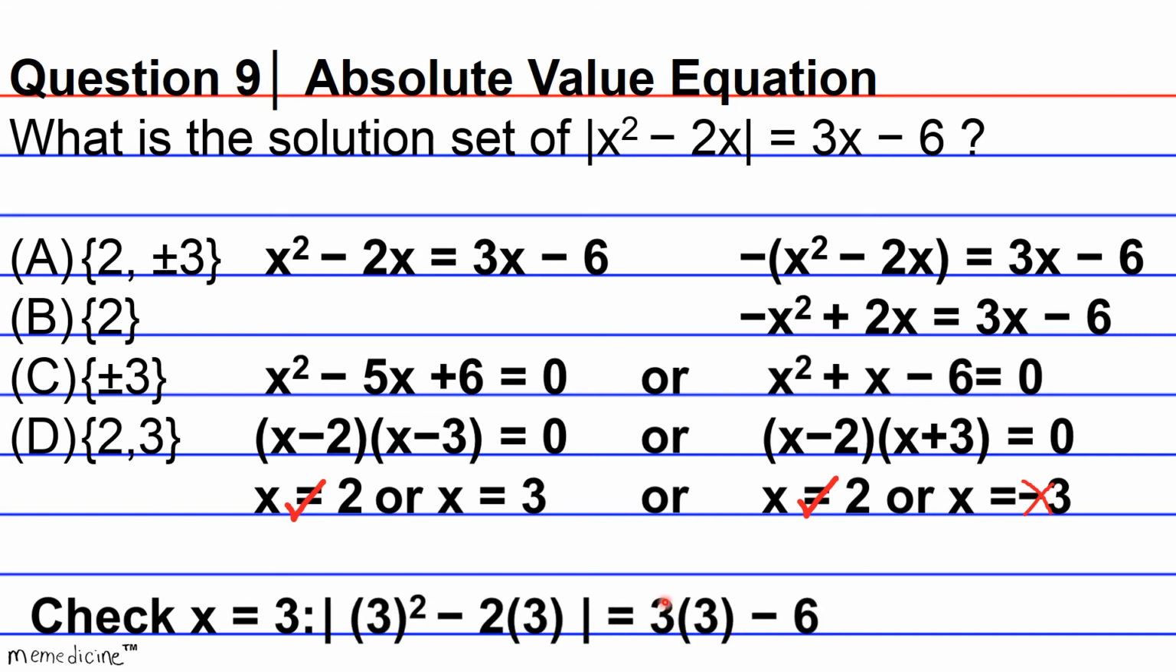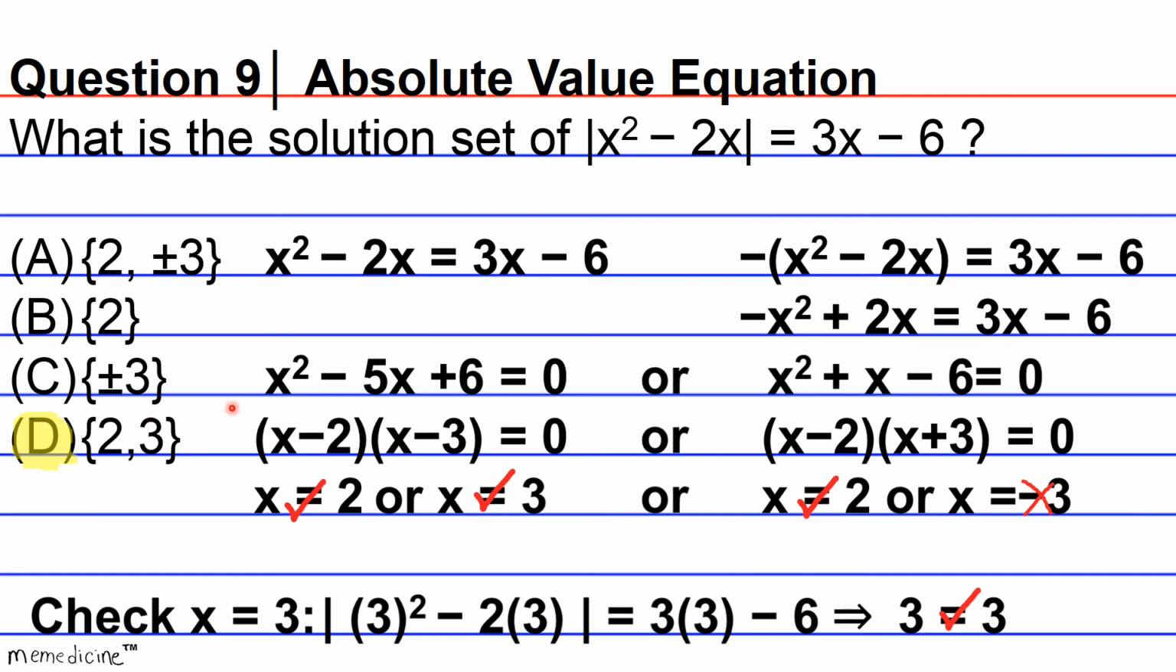After plugging 3 into the original equation, on this side we get 3 squared, that's 9, minus 6, that's going to be 3, and we get 9 minus 6 on the other side as well. So we get that 3 is equivalent to 3. This does in fact check. 3 is a true root. That means that the correct solution set is going to be the set of x such that x is equivalent to 2, such that x is equivalent to 3. The correct answer choice is D.